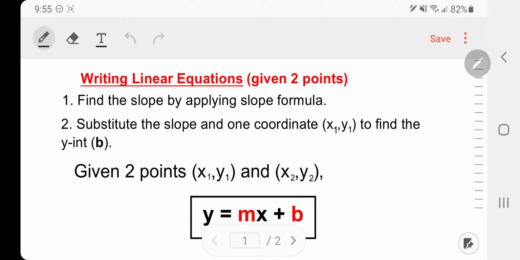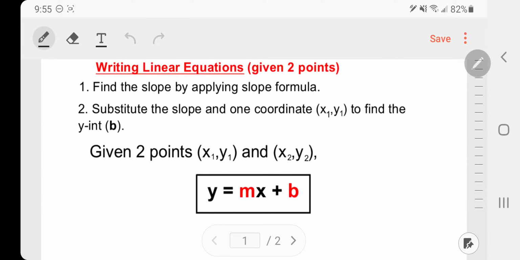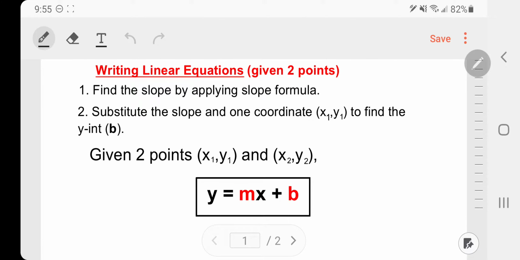Hey everyone. In today's lesson, we're going to take a look at how to write an equation in slope-intercept form given 2 points on the line. So it's pretty much 2 steps here. You're going to find the slope first off by applying the slope formula, which we've talked about in previous videos.